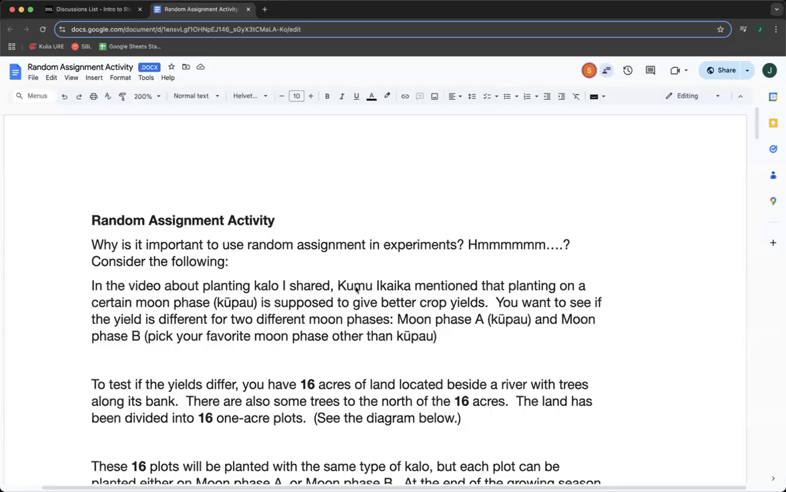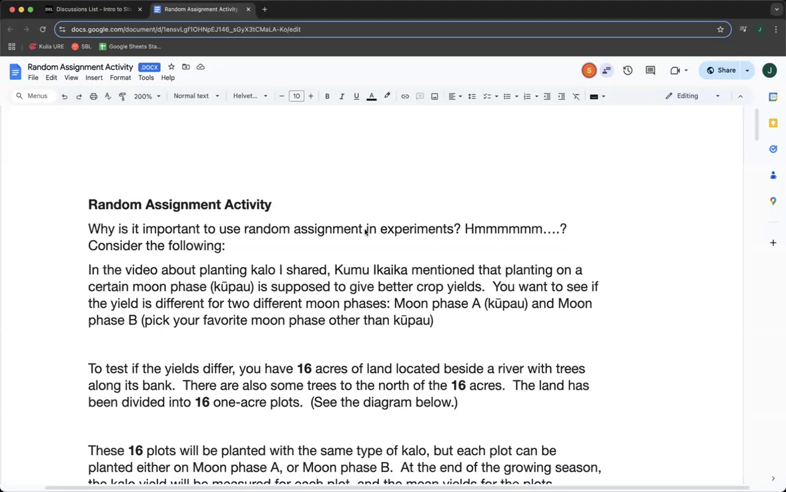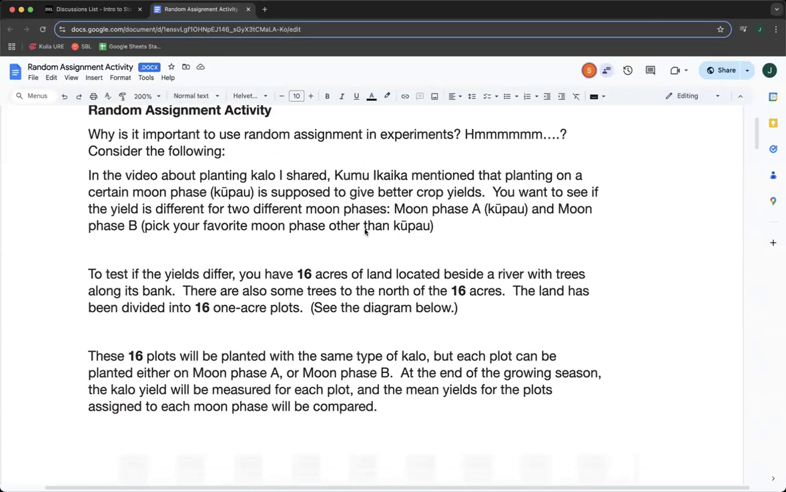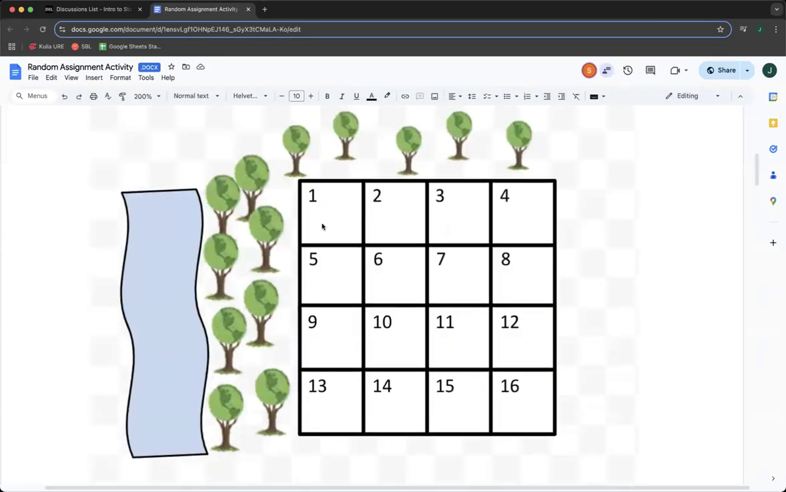Hi guys, this is just a quick debrief video going over the random assignment activity that we started last week. So in this video, I'm just talking about what happened. Remember last time we had this land plot situation, right? We had the trees and the stream on the left and the trees on top. Your job was to randomly assign A's and B's.